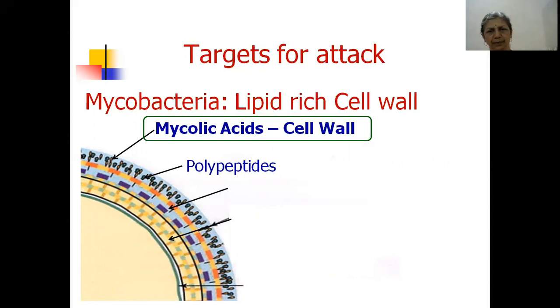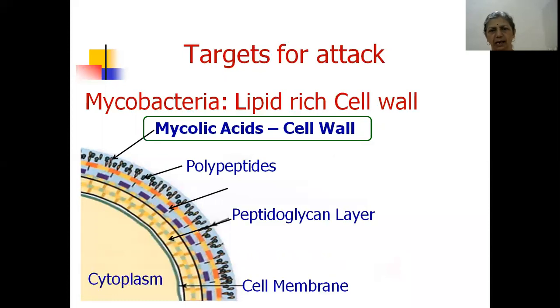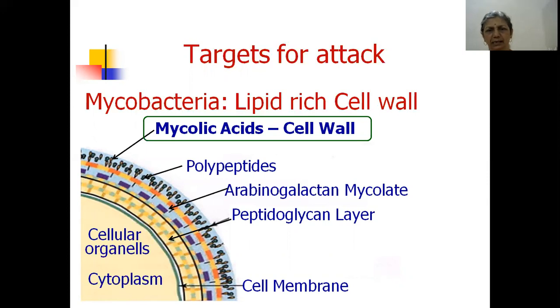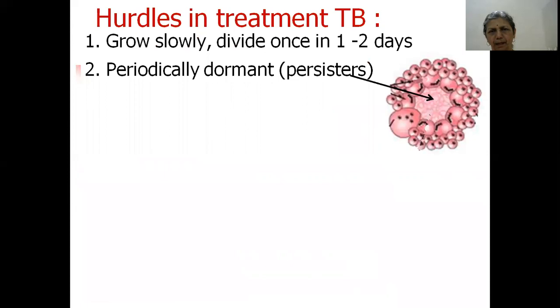Similarly, there are polypeptides interspersed. Below the mycolic acid layer is the arabinogalactan layer, which again is a target for some drugs. Then we have the peptidoglycan layer, the innermost component of the cell wall, below which is the cell membrane. Plus, of course, the cellular organelles also offer targets for drug action. So if we have so many targets, what were the hurdles?